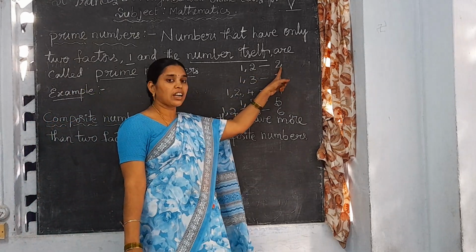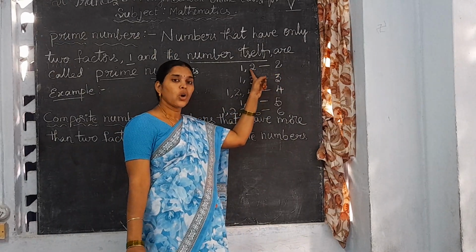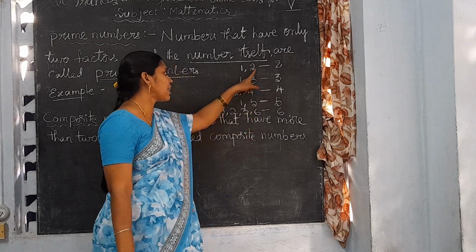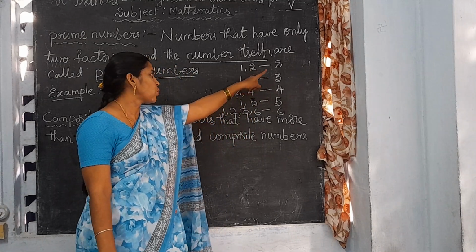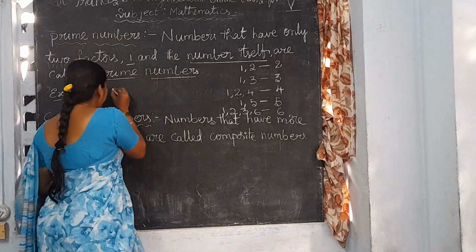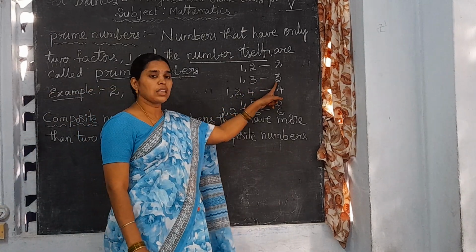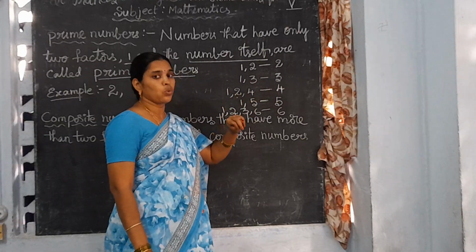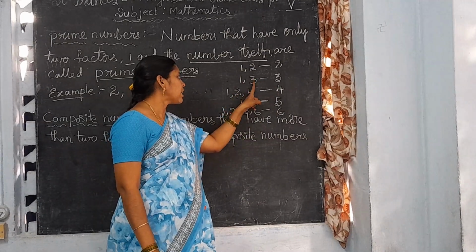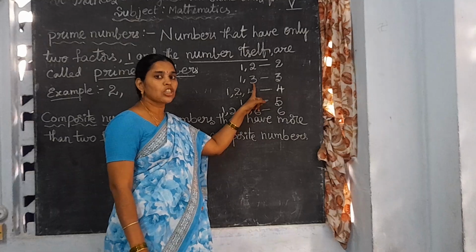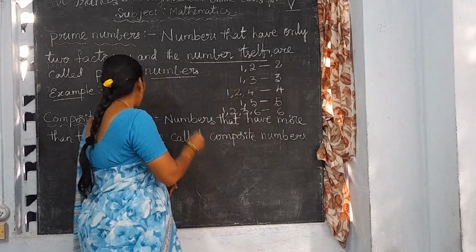2 has how many factors? 2 factors. What are those? 1 and the number itself. So 2 is a prime number. Same as 3. 3 has how many factors? 2. What are those? 1 and the number itself are the factors of 3. So 3 is also a prime number.